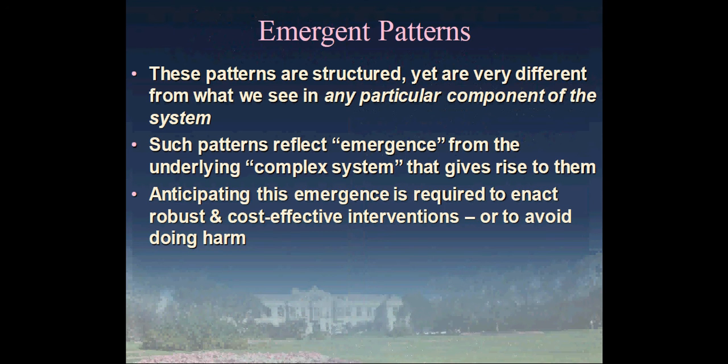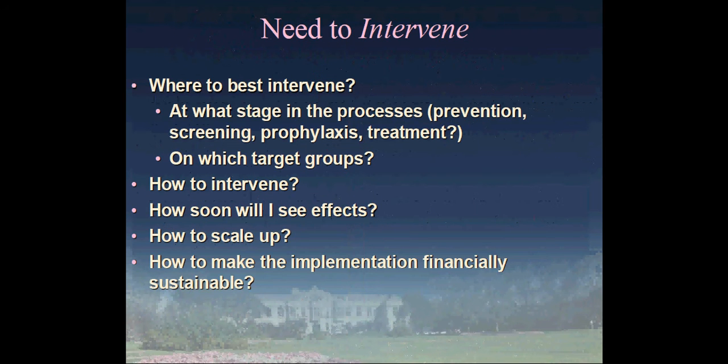These patterns that we've just seen are very structured, but they're very different from what we see for any one piece of the pattern. And really they reflect emergent properties of a system. And as I said, anticipating this emergence, understanding where it's coming from, why you see it, and how it would be different in various counterfactuals is really important for formulating robust and cost-effective interventions. So making sense of the system, what's going on, has implications for interventions as well.